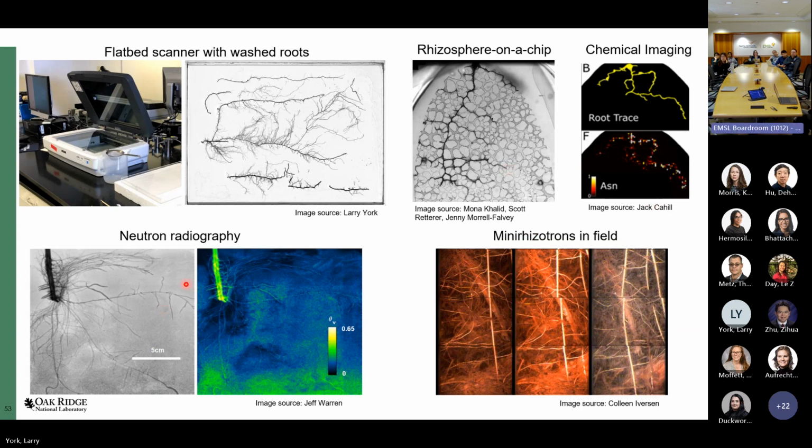We have neutron radiography because we have the Spallation Neutron Source, SNS, and HFIR at Oak Ridge. Neutrons are very sensitive to hydrogen and water, so it's pretty easy to segment the roots. These are kind of like 2D projections, but you can also do tomography.